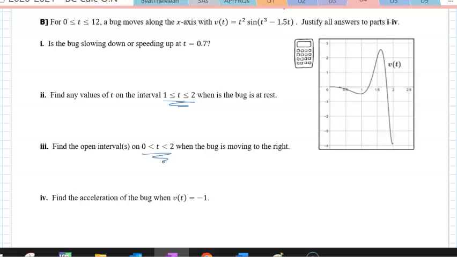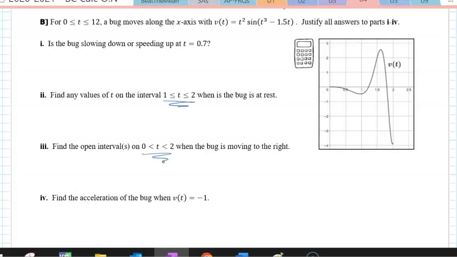So we have these 4 questions for us to answer. Is the bug slowing down or speeding up at time equals 0.7? Find the values of t in the interval where the bug is at rest. On the open interval, when is the bug moving right? And lastly, what is the acceleration of the bug when the velocity is equal to -2?